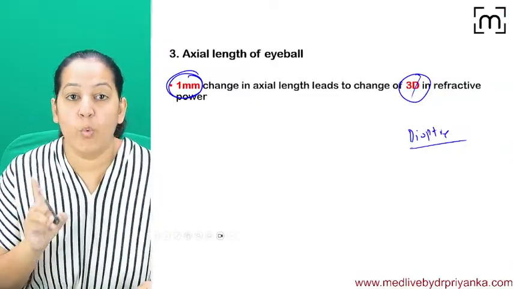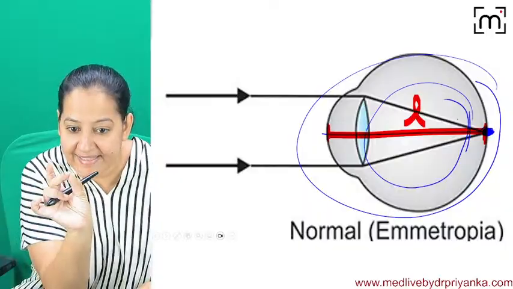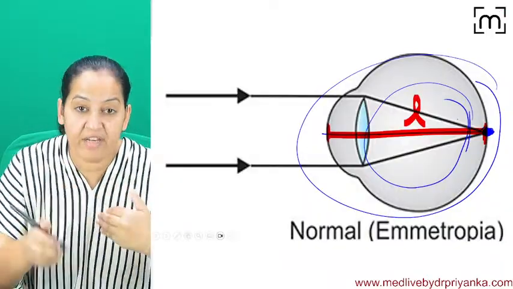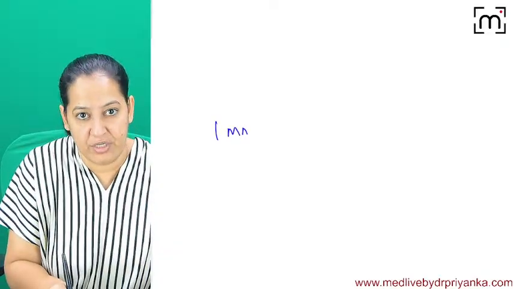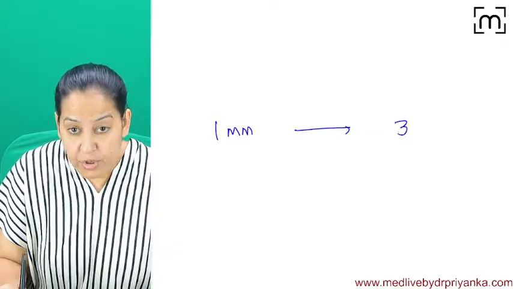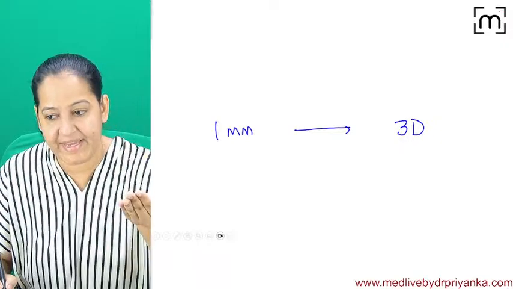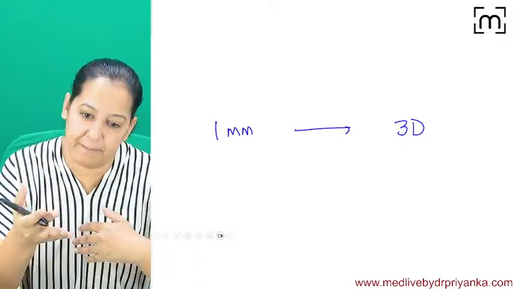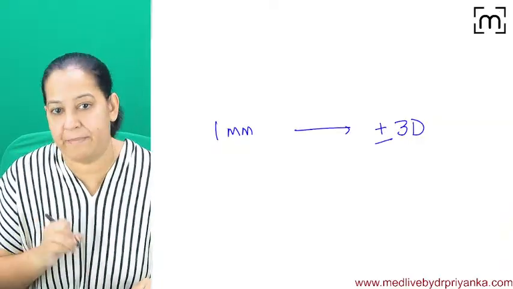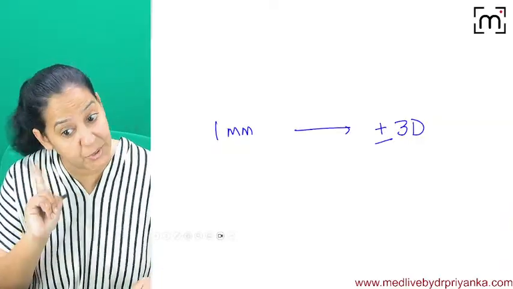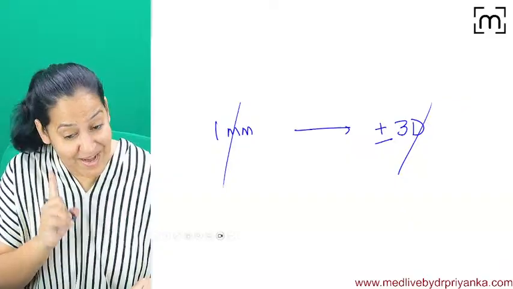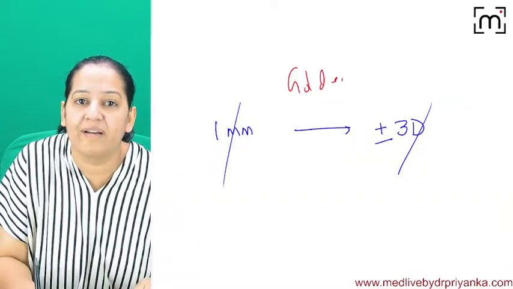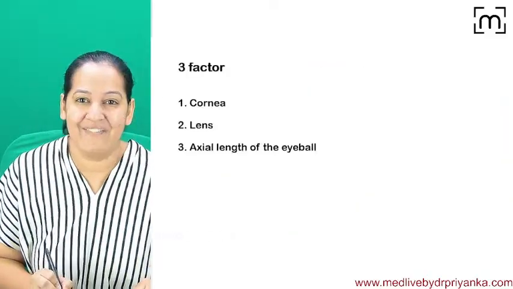So 1 mm change in the axial length of the eyeball, either 1 mm increase or 1 mm decrease, will cause a change of 3 diopter. If it is increased by 1 mm, it will be myopia. If reduced by 1 mm, it will be hypermetropia. So power can be plus or minus, depending. But 1 mm is 3 diopter. That's your MCQ that you have to learn. It's a golden rule. You cannot change it. Learn this golden rule. Say yes if you got it. Can we go ahead?